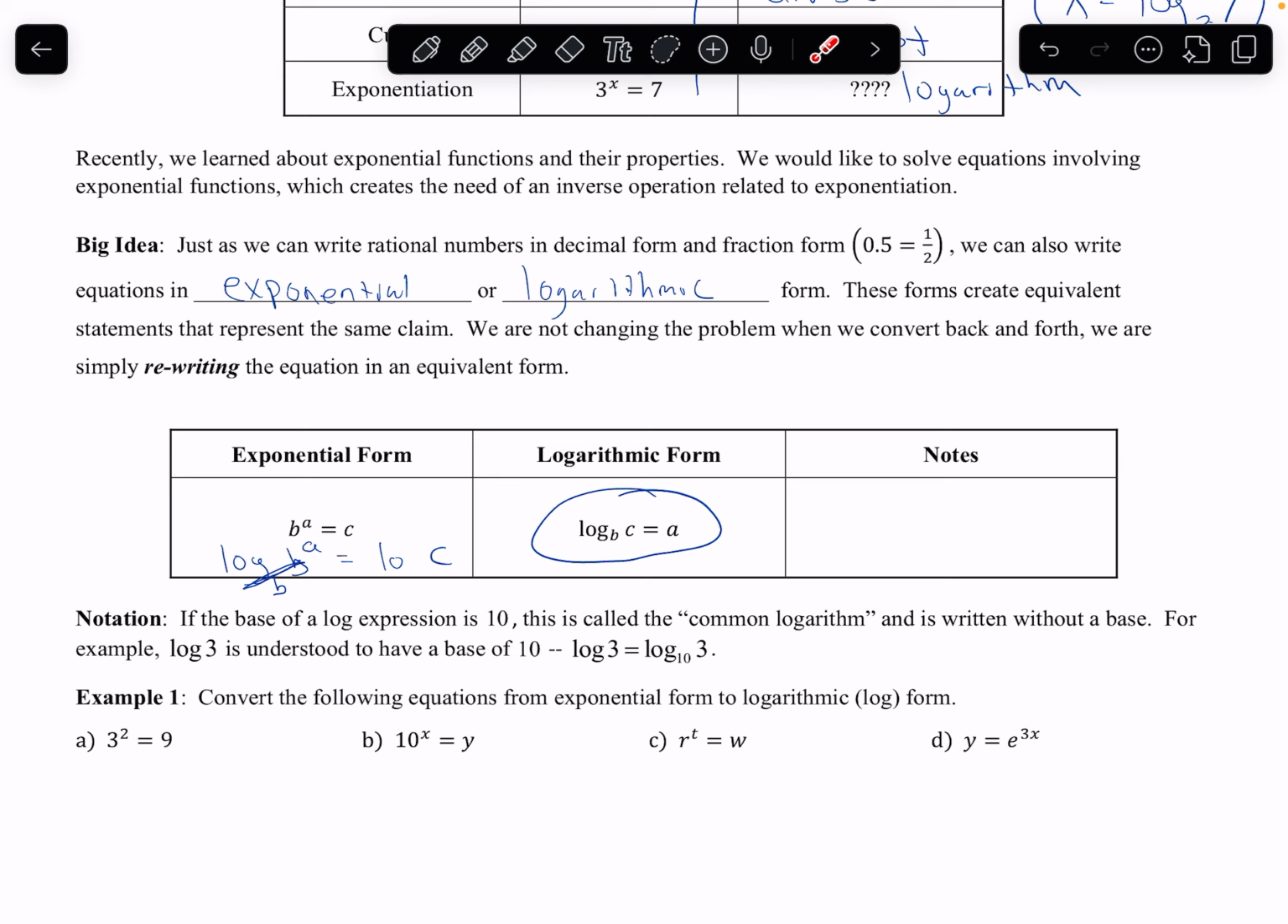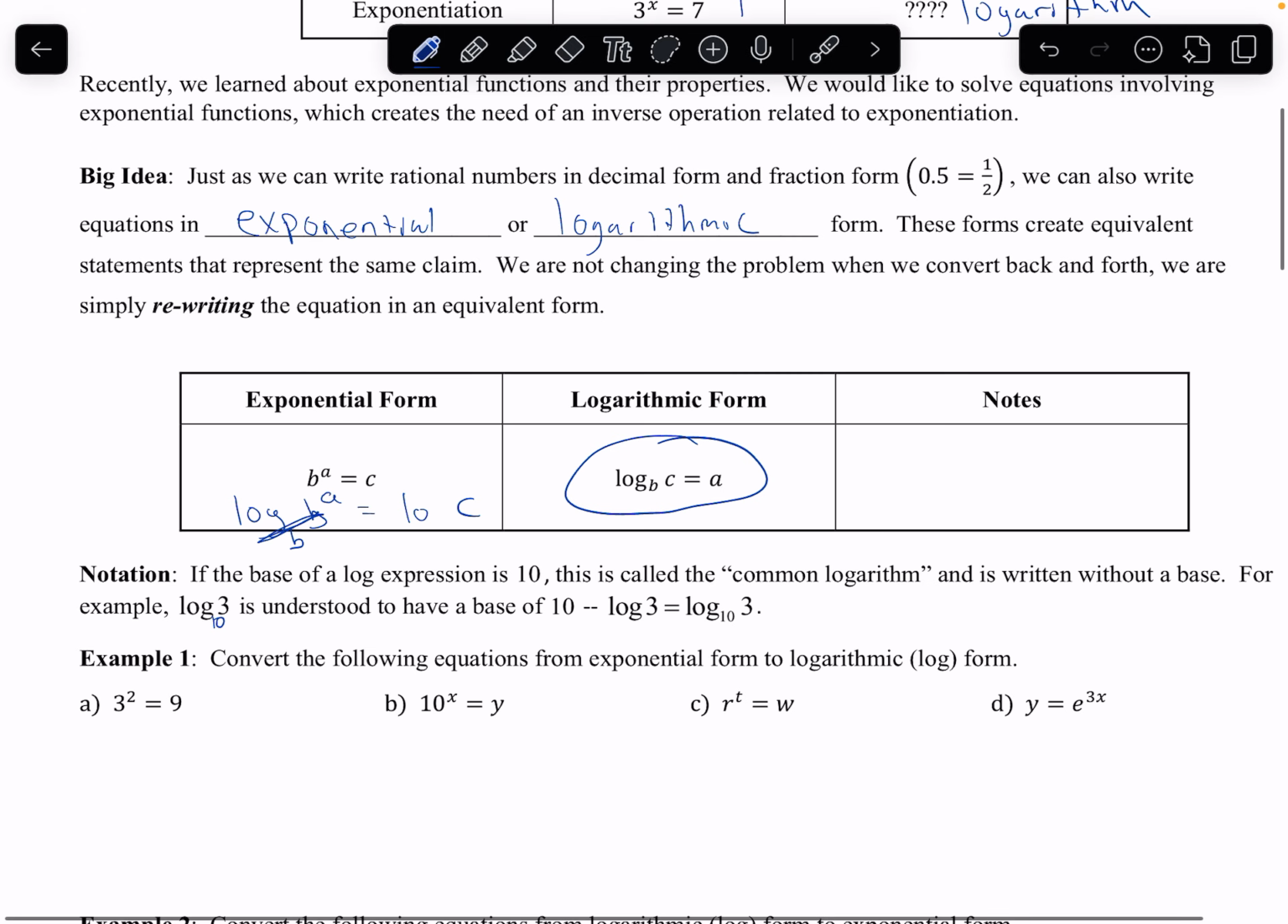Notation. If the base of a log expression is 10, this is called the common logarithm, and it is written without a base. For example, log 3. You see how you don't see a number down here? If you do not see a number down here, it's understood to be a 10. So if you don't see a number down here after a log, it's understood to be a 10. So it's log base 10 of 3. If you just see log 3, it's the same thing as writing log base 10 of 3.